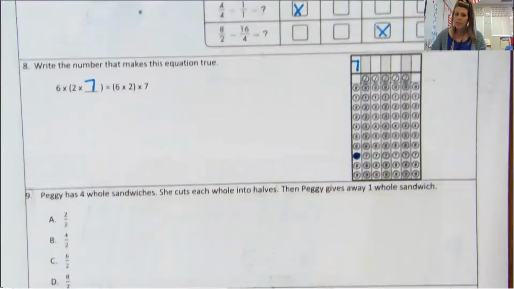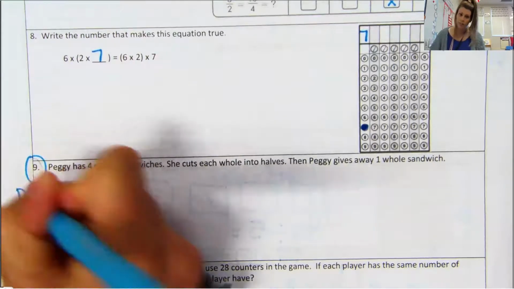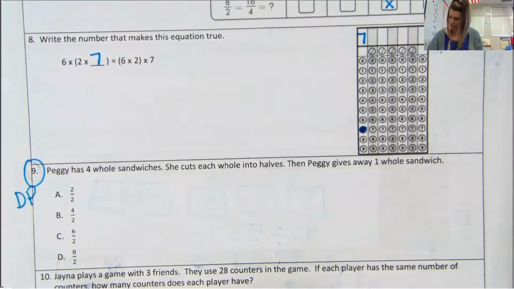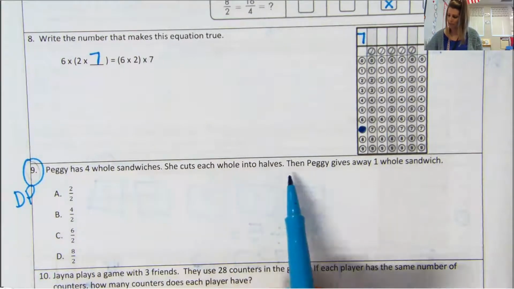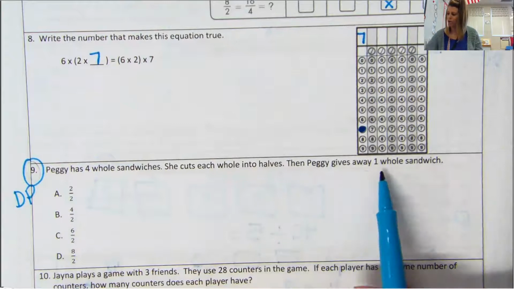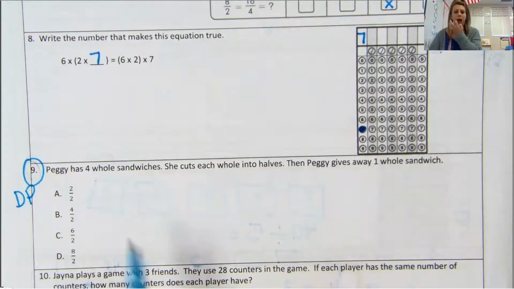All right, number 9 is a discussion post. Circle it, write DP. Peggy has 4 whole sandwiches. She cuts each whole into halves. Then Peggy gives away 1 whole sandwich. Okay, what is the fraction that would represent?